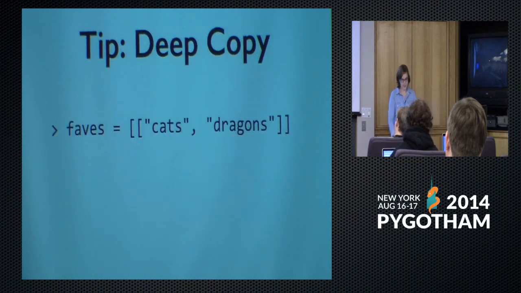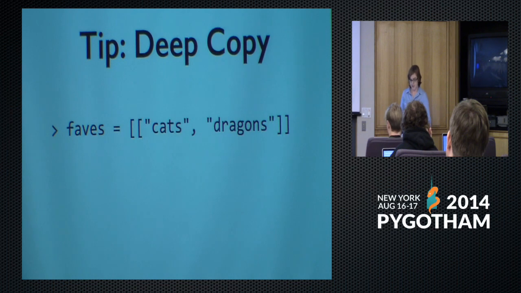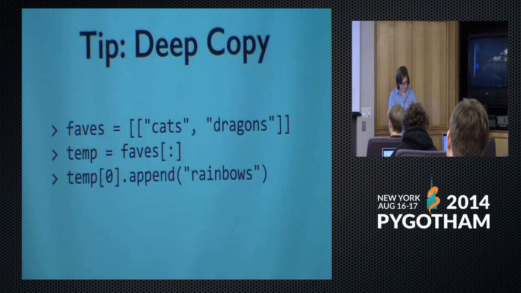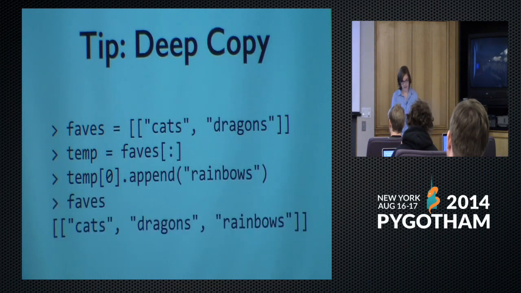So to make this a little bit more concrete, let's say we have the example faves, and faves is now a nested list. The first element of faves is a list holding our two favorite things. Then we try to make a shallow copy of this list using the slicing syntax that I had in the previous slide, and then we append rainbows to the first element of our list. So then what is faves now? This is basically the same example as last time, but now we have nested lists.